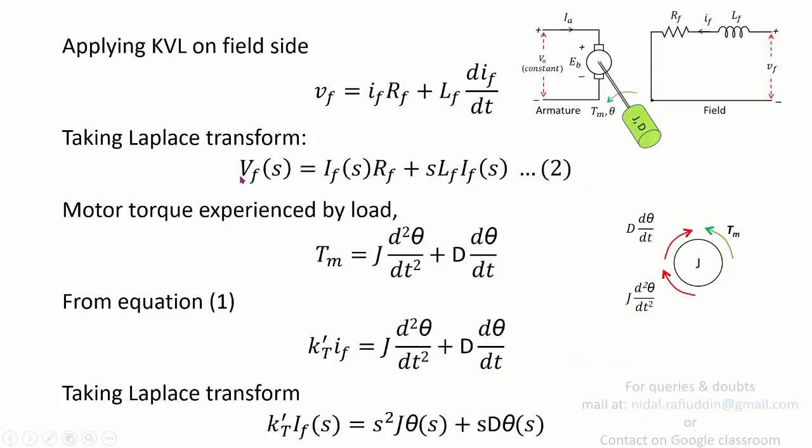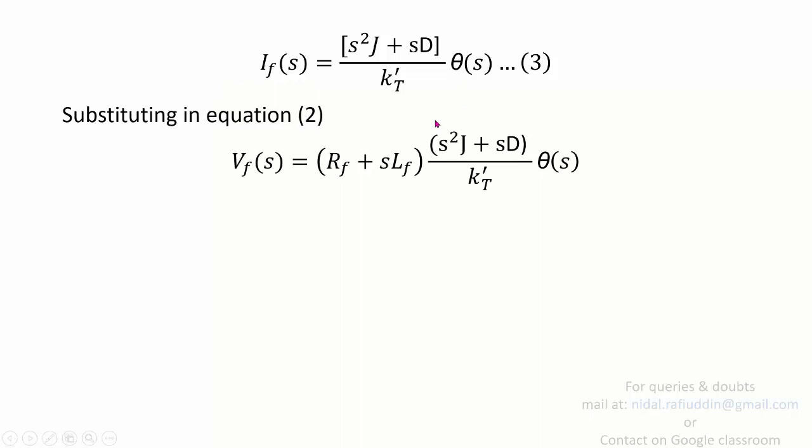So from equation 2, we'll try to eliminate If in this particular equation. We'll put the value of If from equation 2 in this relation to obtain the relation between Vf and theta. So from this equation, we further evaluate and simplify this to obtain If(s) in terms of θ(s), and then we substitute this value in equation 2 in order to obtain the relation between Vf and θ(s). So this is the input while this is the output, and now we don't have any other variable apart from input and output in this particular expression.